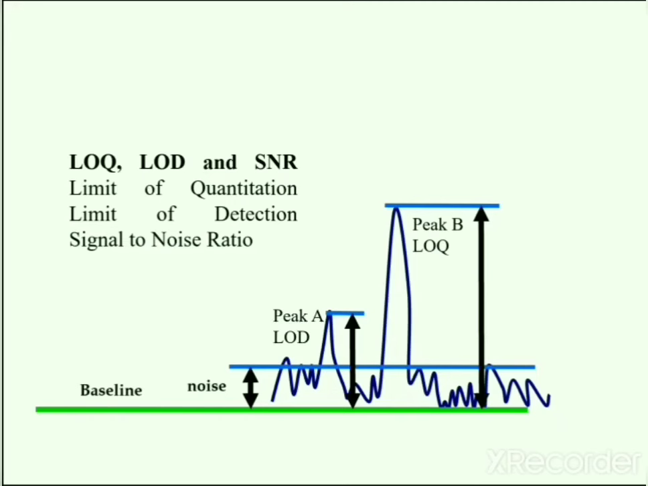Next parameter is signal to noise ratio. Signal to noise ratio defines the ratio of a desired analytical signal to the mean noise level for a given sample. It can be used to determine the influence of noise level on the relative deviation of a measurement. For example, in this diagram, the following peaks denote the unnecessary signal, which denotes noise.